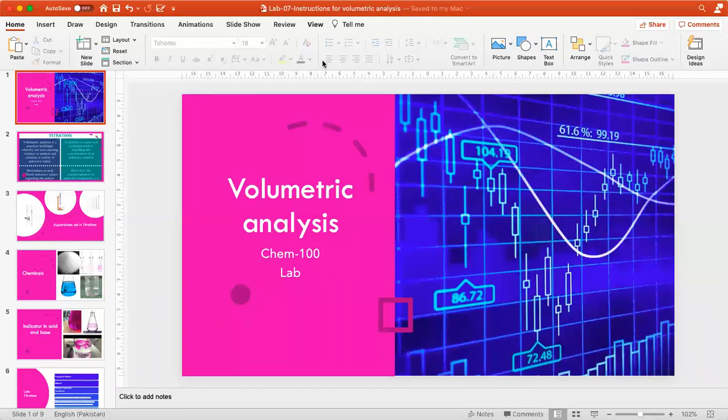Bismillahirrahmanirrahim. This is Lab 7, volumetric analysis, and this lecture is for the lab. So let's have a little talk about the volumetric analysis.